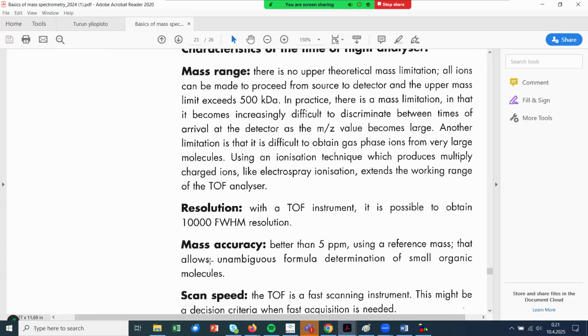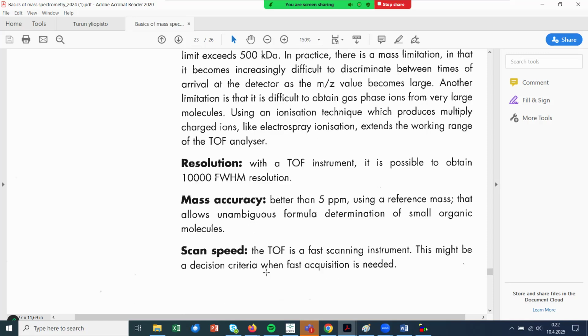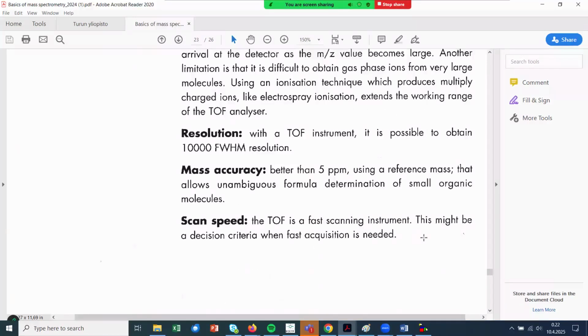Okay, so high resolution, high accuracy analyzers, and if not as sensitive as a quadrupole when you are monitoring just the selected ions, then in the scan mode, if you are scanning a large range of ions, the sensitivity does not suffer because of that. The time of flight instrument is a fast scanning instrument.